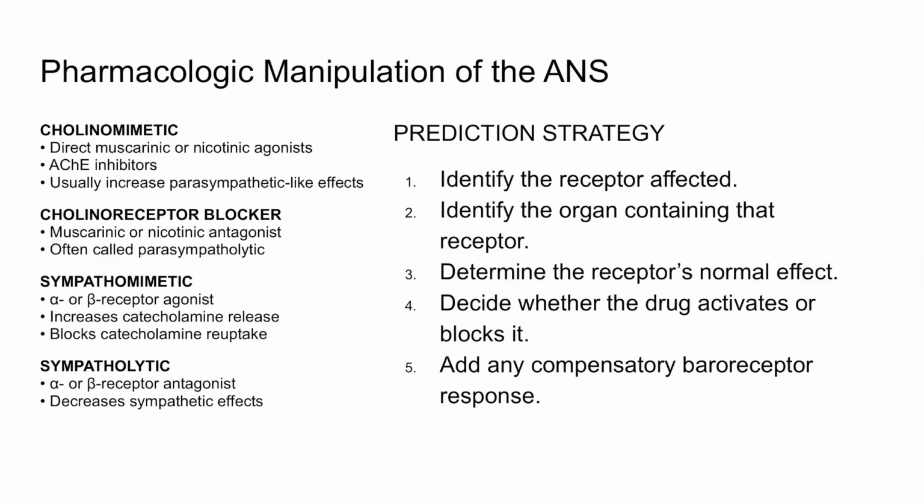So to predict an autonomic drug's action, use a consistent sequence. Identify the receptor, locate the organ, recall the receptor's normal effect, and determine whether the drug activates or blocks it. And then add any baroreceptor compensation. This prevents memorizing each drug as an isolated collection of effects.